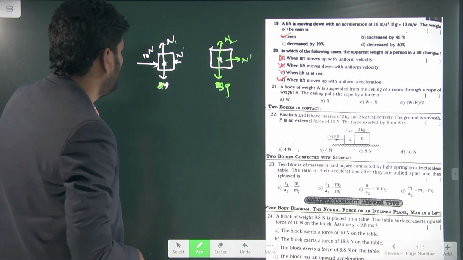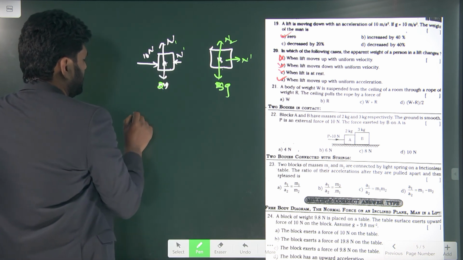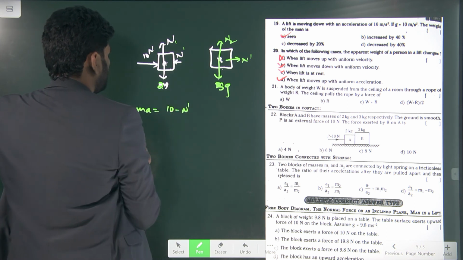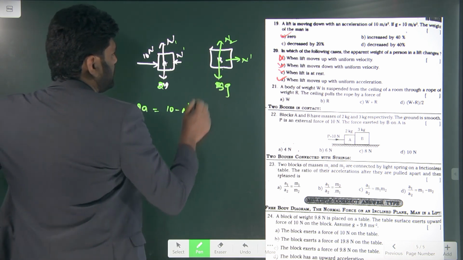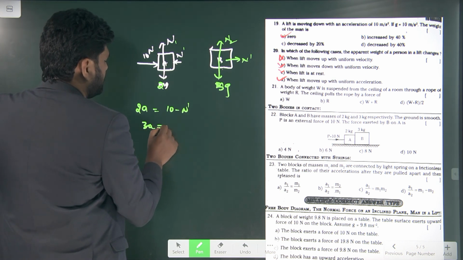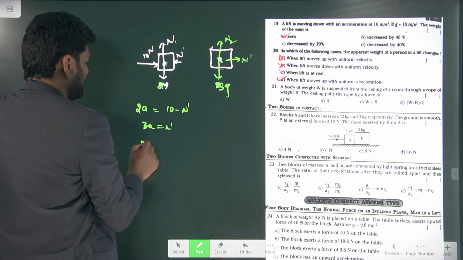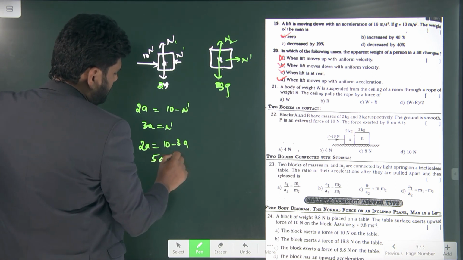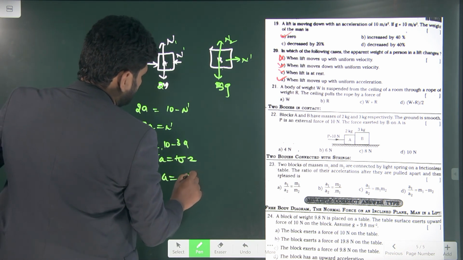Now let us assume that for this body, MA is equal to 10 minus N dash, MA here 2, it becomes 2A. Same thing for here, 3A is equal to N dash. Next you can apply this N dash in the above equation. 2A is equal to 10 minus 3A, 5A is equal to 10. So acceleration is 2 meter per second square.